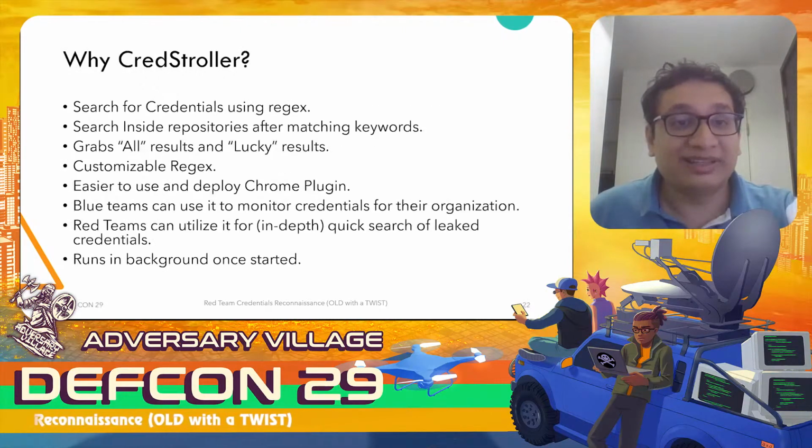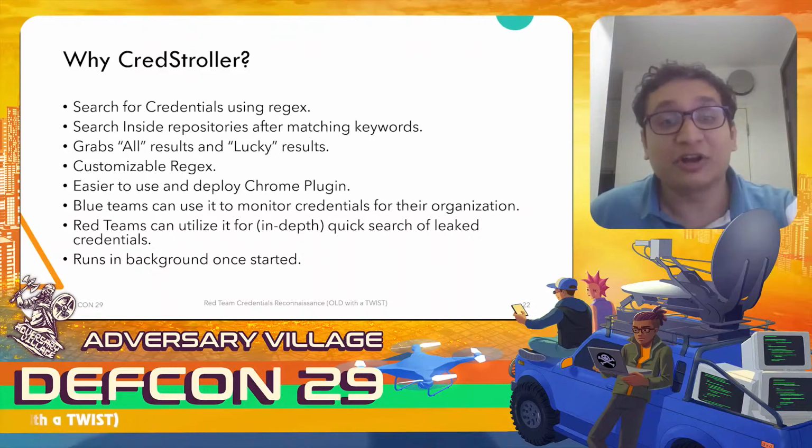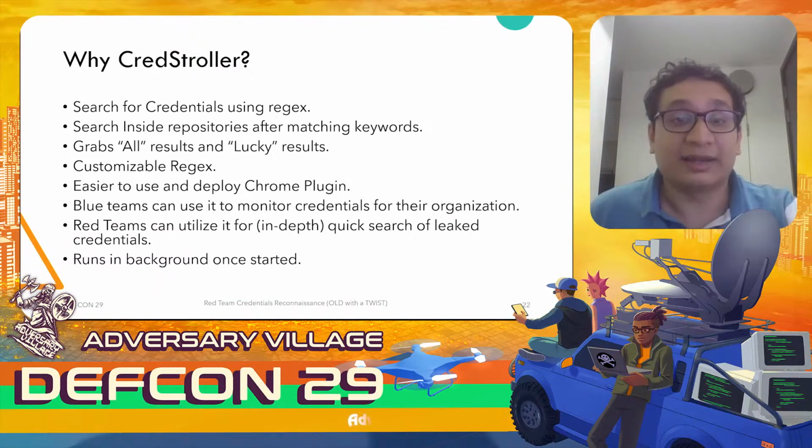So why do we need CredStroller, right? CredStroller is searching for credentials using regex. GitHub does not allow you to search with regex, so this is one of the major advantages. It allows search inside the repositories after matching the company name, and then you can go and search for the keywords.